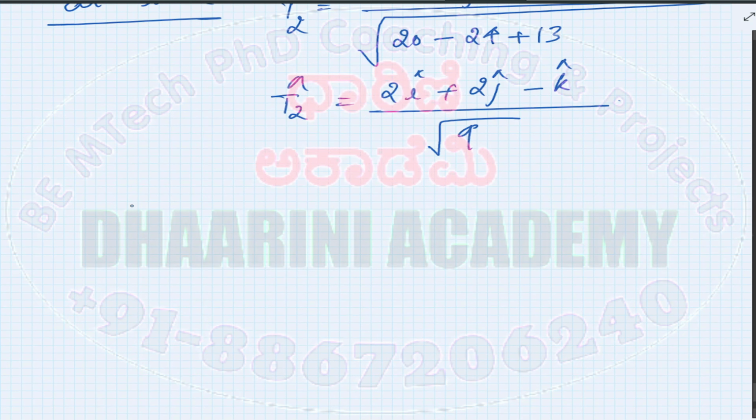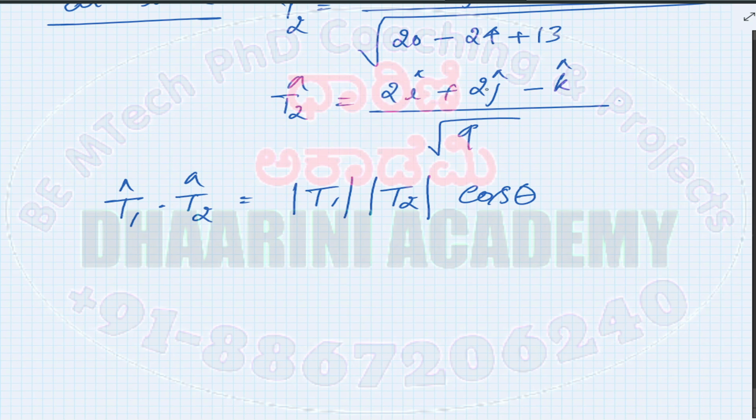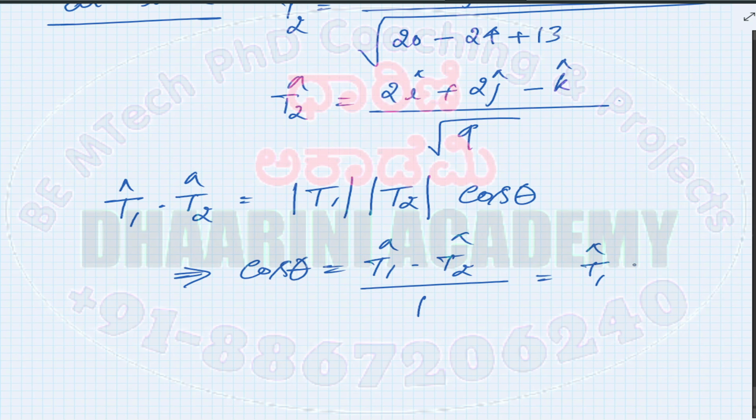So what is a dot product? We already know that t1 cap dot t2 cap is nothing but magnitude of t1 into magnitude of t2, into the cos theta. I know that the magnitude is already 1, right? I don't have to write the magnitude of t1 and t2 now. So simply you can write cos theta is equal to t1 cap dot t2 cap divided by magnitude of t1 and magnitude of t2, which is 1. So simply I can write t1 cap dot t2 cap. So let's do that now.